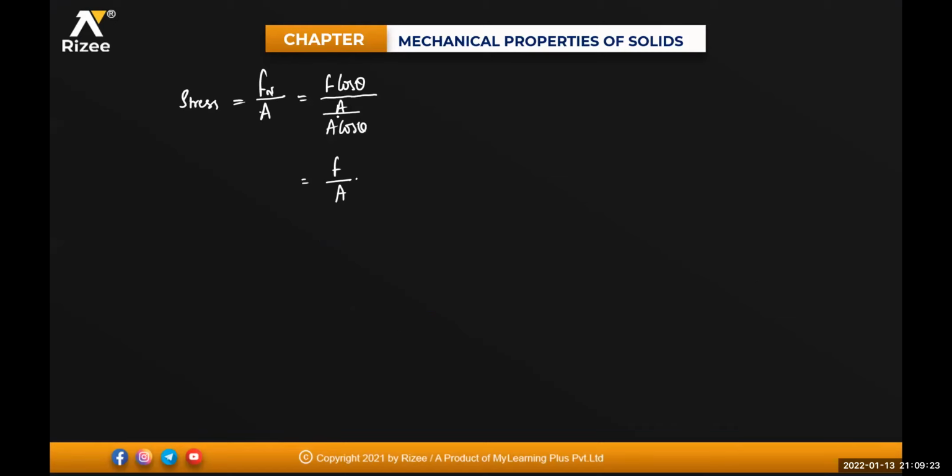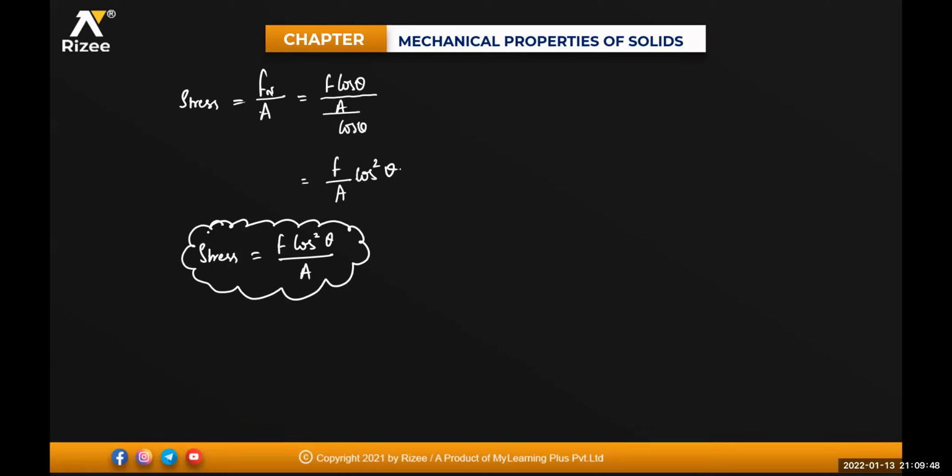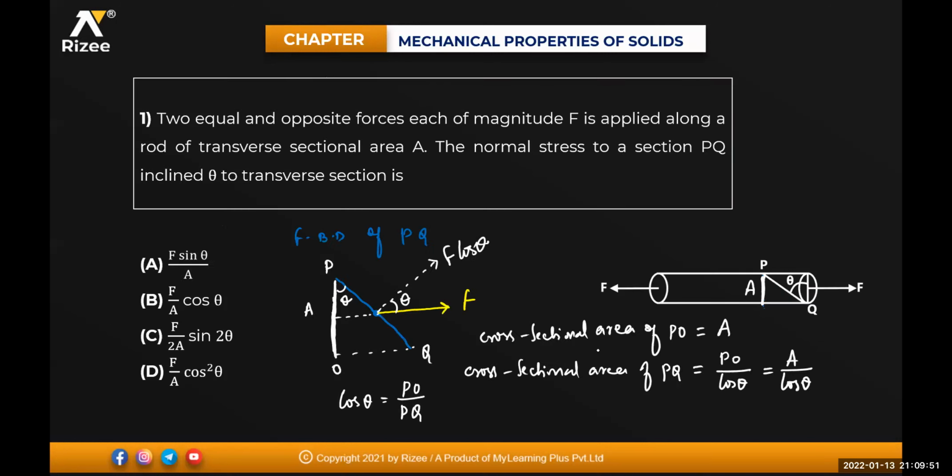It is F by A that I have taken here, but I have taken an extra A, so I need to correct this because the area is A by cos theta. So it becomes cos into cos, that is cos square theta. So I can write the stress as F into cos square theta divided by A. So that will be the stress. Is this question clear for you?